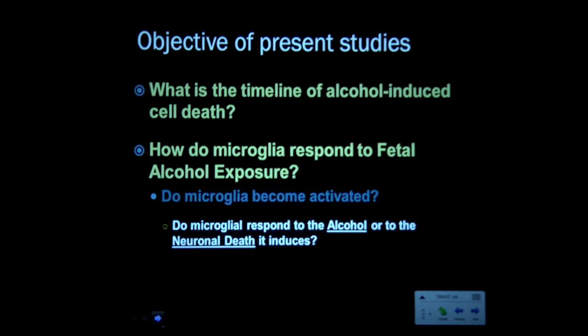All right. So with that said, what I would like to do is introduce you to the two questions that have primarily been the focus of my graduate research. The first question I wish to answer was, what is the timeline of cell death that I see in my mouse model of fetal alcohol exposure? And once I had defined that, my next question became, how do microglia respond to fetal alcohol exposure? Do they become activated? Remember, it would be important for them to become activated because in that state they could potentially help to remove any dead cells that alcohol has induced.